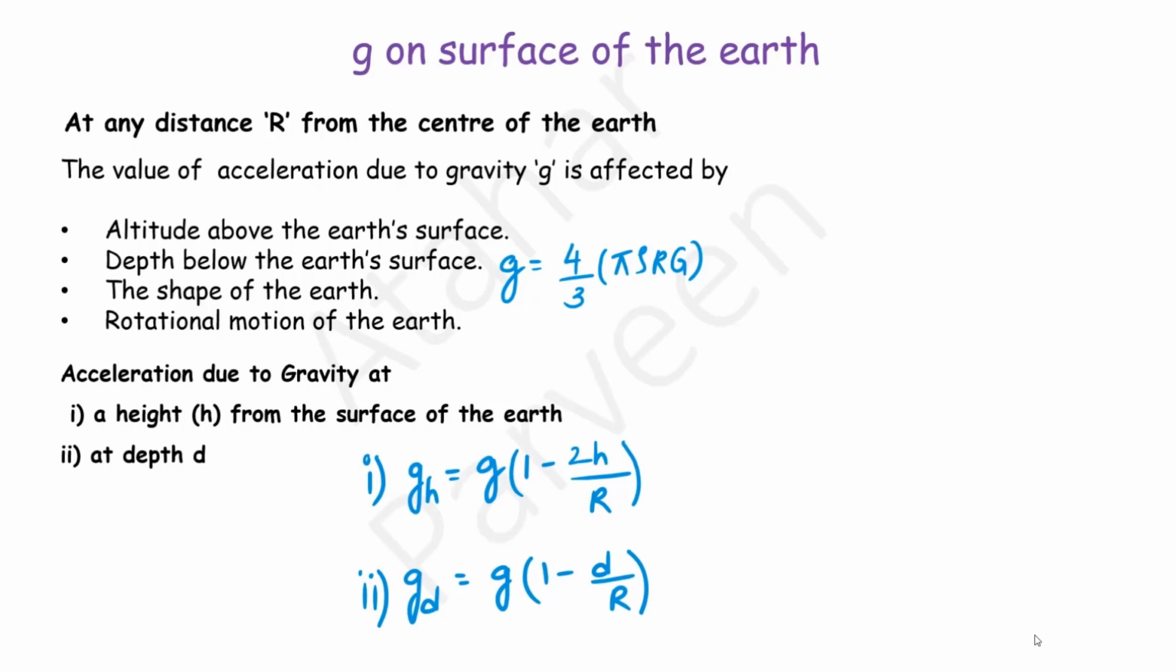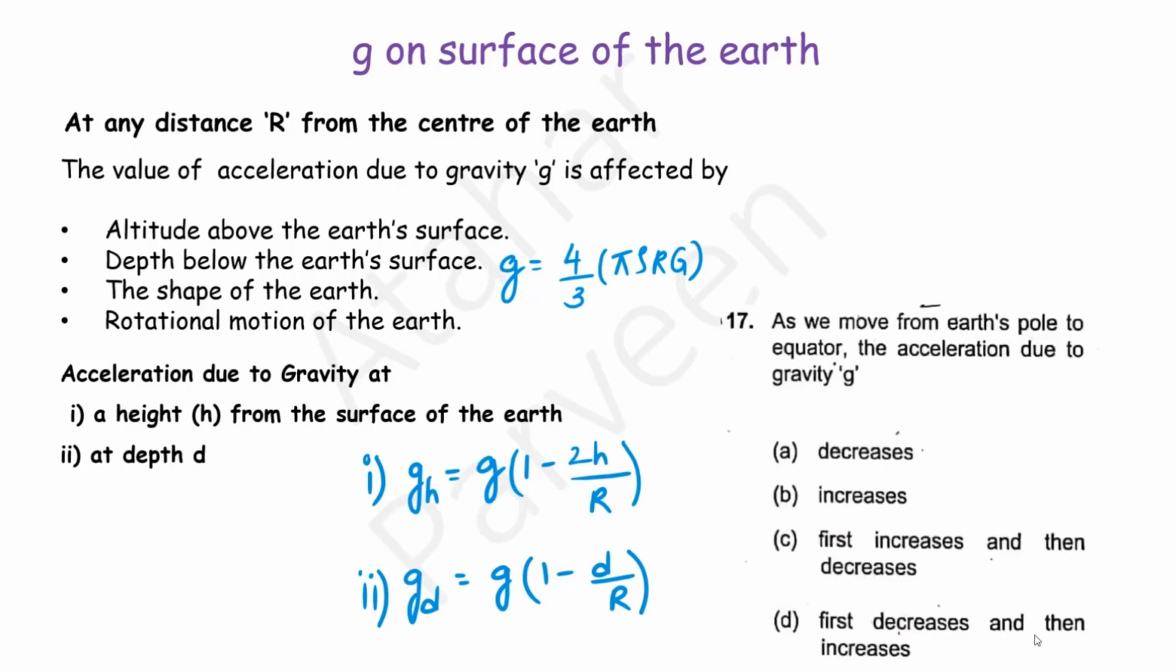See, by this formula you can simply say that acceleration due to gravity at height h is directly proportional to the height, isn't it? Or acceleration due to gravity at depth d is directly proportional to the depth in the Earth, isn't it? So they can ask a question like this. As we move from Earth's pole to equator, what happens to the acceleration due to gravity g? Now you can relate it.